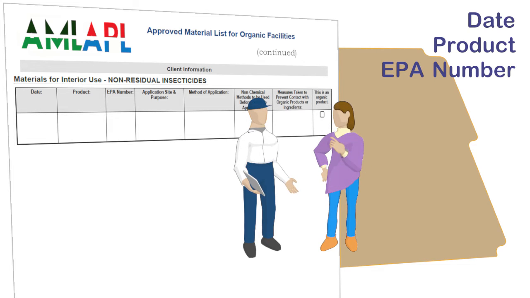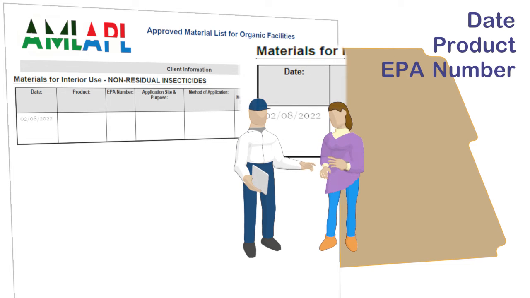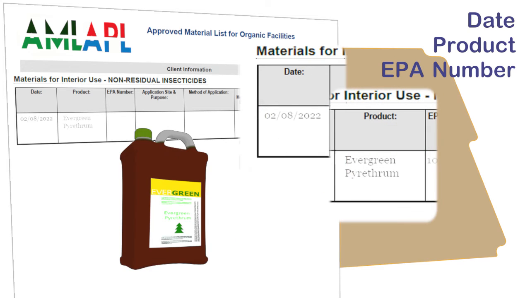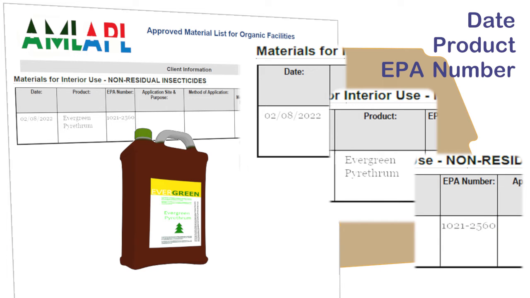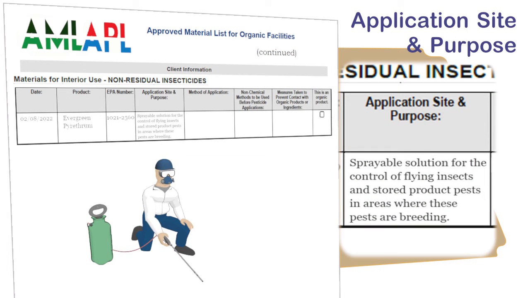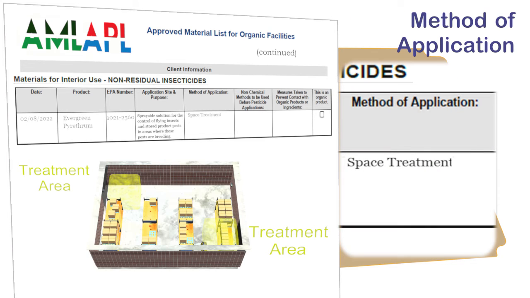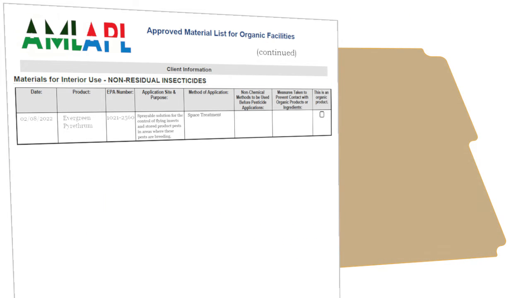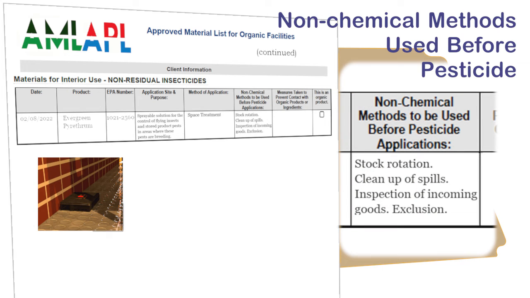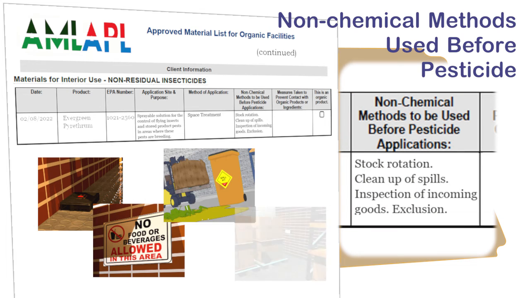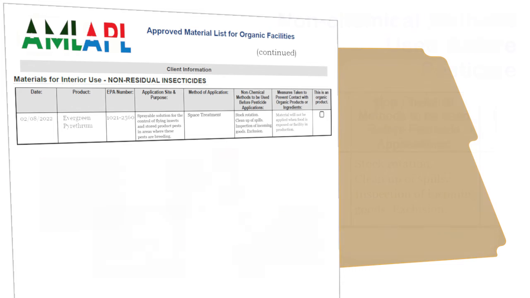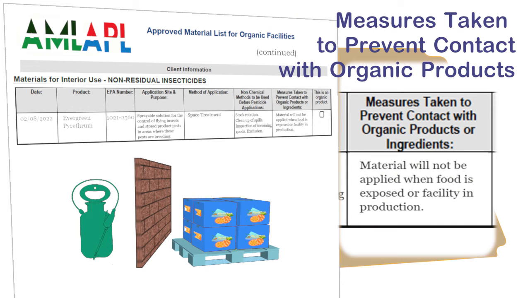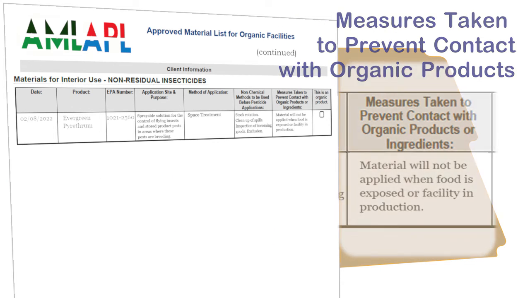If the chemical is being suggested as an addition to the form, the date should represent the date the chemical is being added. There is a space for the product name and the product EPA number, which should be found on the product's label. The technician should record the application site for the chemical as well as the purpose and method of application. The technician should also record the non-chemical methods of pest management attempted before the pesticide was applied, the measures taken to keep the chemical from coming in contact with the organic products, and whether the chemical is itself organic.